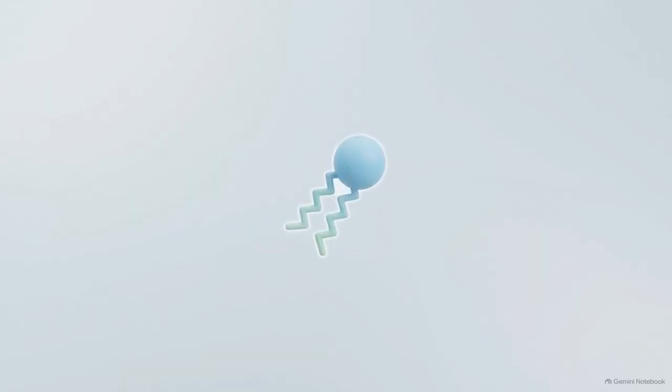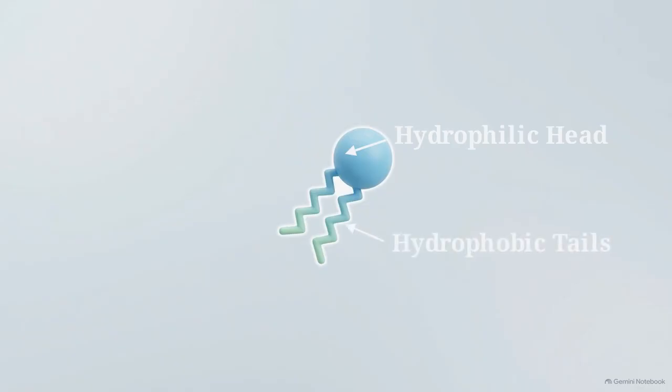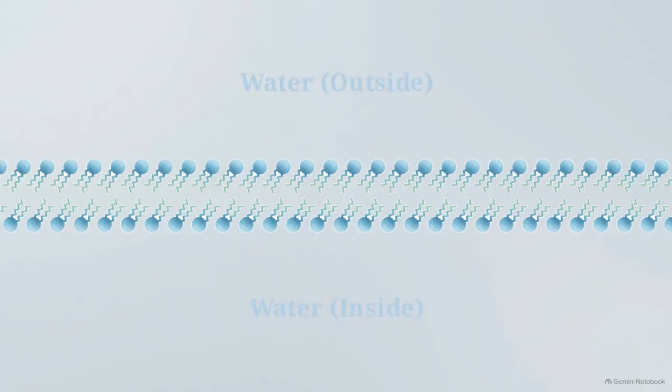The foundation of this boundary is the phospholipid. Notice the structure. It features a hydrophilic, or water-attracting, head attached to two hydrophobic, water-repelling fatty acid tails. Because water exists both inside and outside the cell, these molecules naturally self-assemble. The water-repelling tails tuck inward to hide, while the water-attracting heads face outward. This specific orientation creates a stable, double-layered barrier, the phospholipid bilayer.